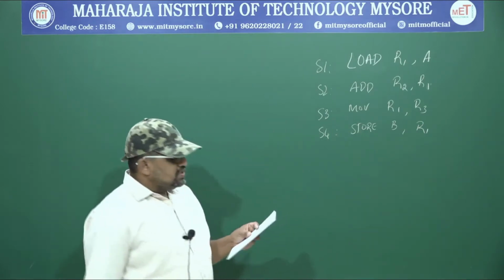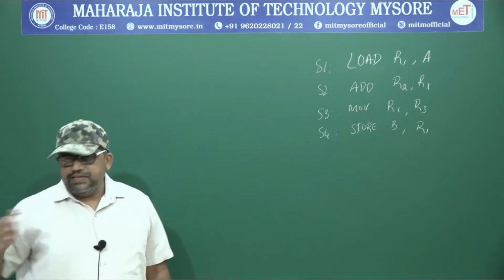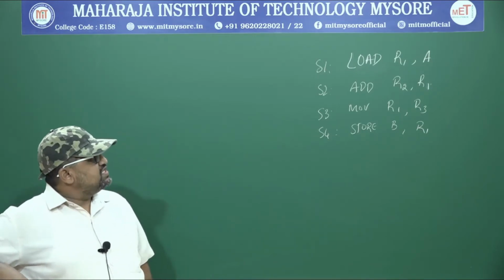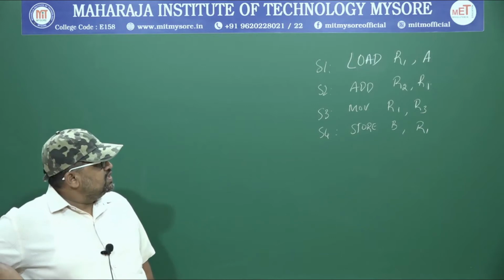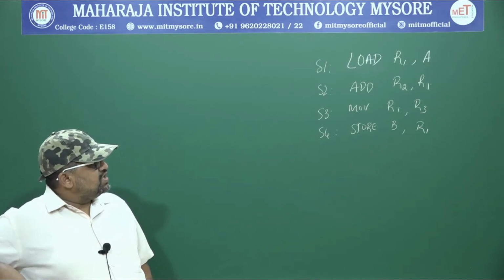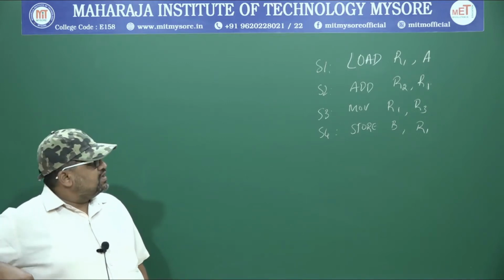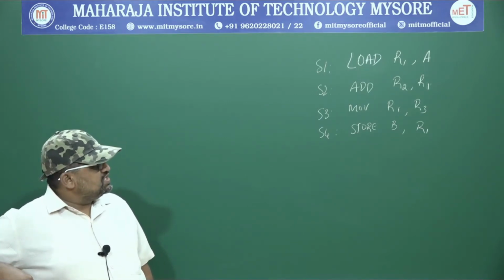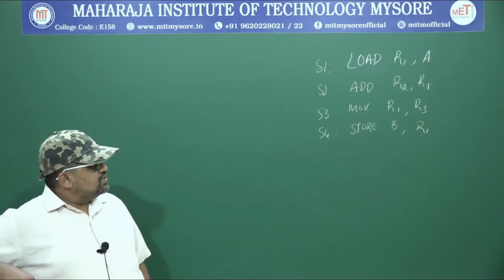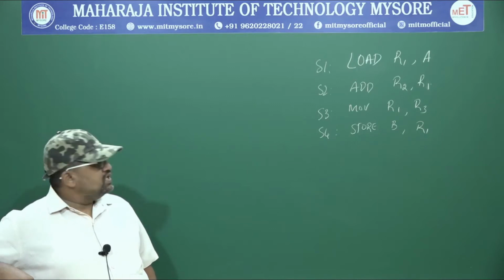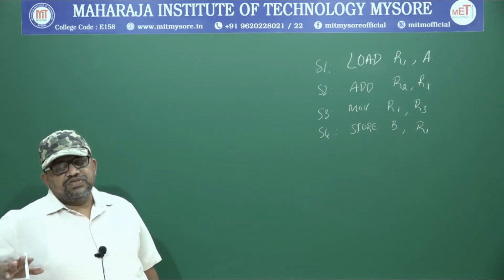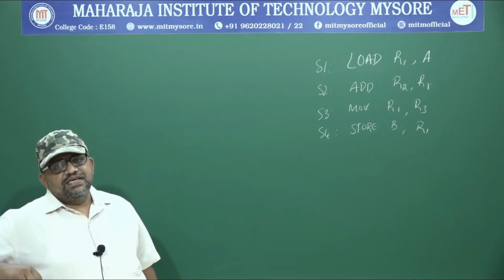So this was the given problem. Statement 1: load the contents of accumulator to register R1. The second one is add the contents of register R1 and R2 and put the sum in R2. The third one is move the content available in register R3 to R1. Store the contents from register R1 into memory location B. And I think at the end of the previous class we have drawn a dependency graph.